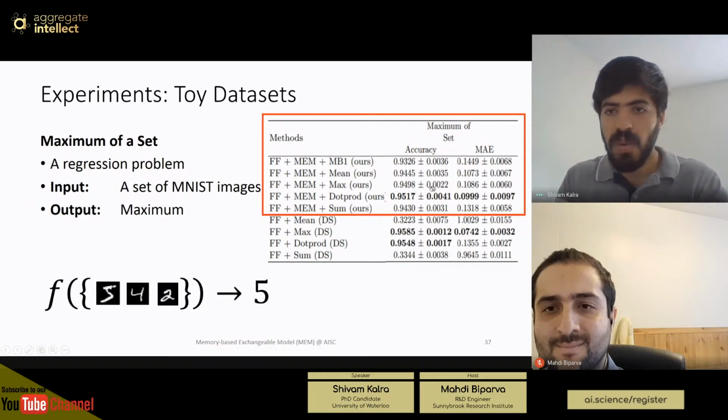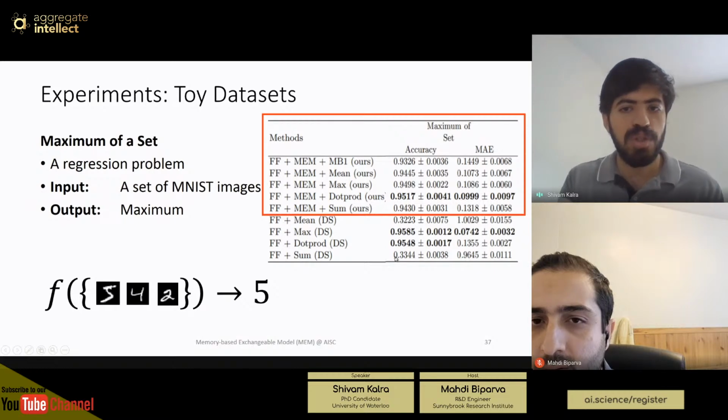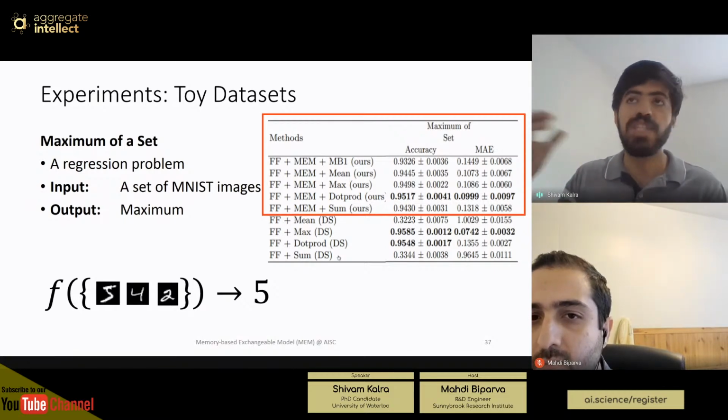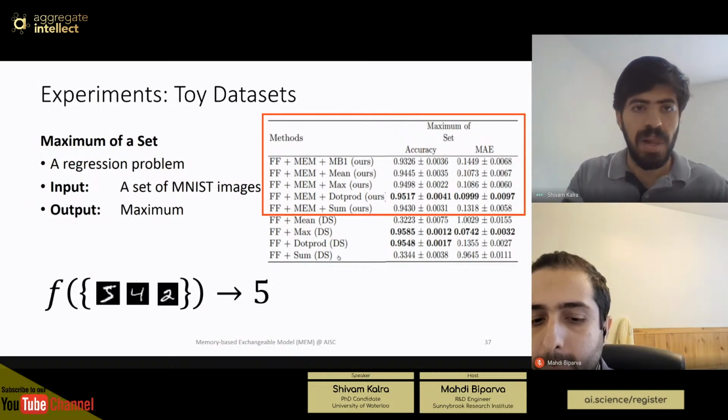image inside the set. So we achieved 95 here, and the deep set is also able to achieve more, in fact, more than us. And we found that it was able to do so because it is a simple identity mapping. So it could map each of the individual digits to some vector, and then it would learn the identity for that vector, which is a maximum.